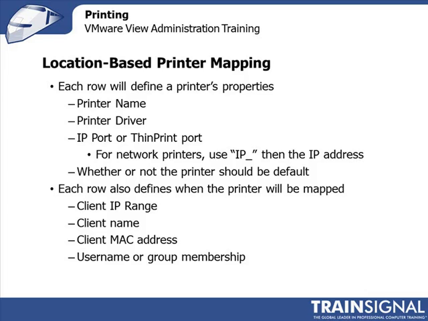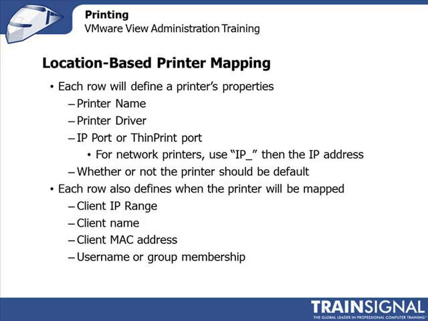The next criteria is the client name. This doesn't inherently provide a location that we can interpret, but while placing clients out into the workspace, you could name that particular device based on its location, and then use that name to determine which printer should map.